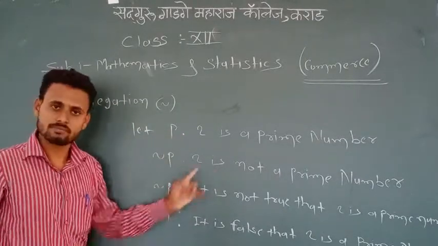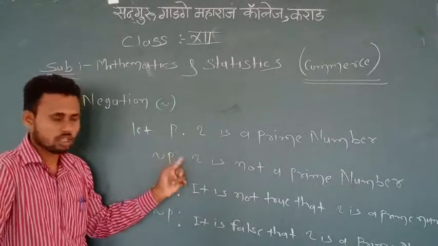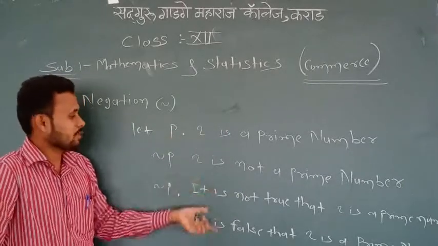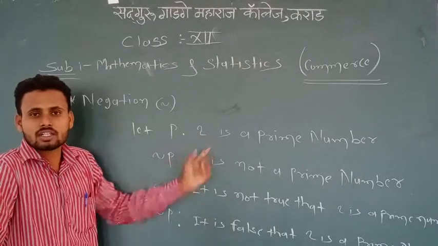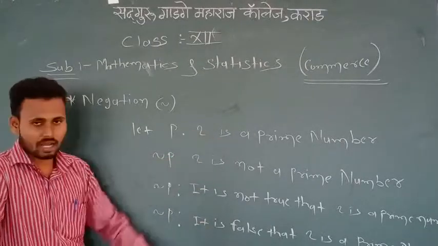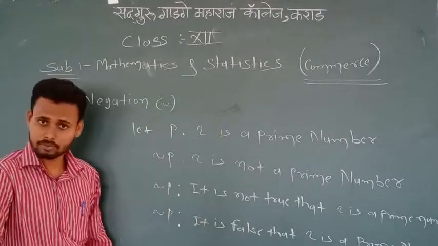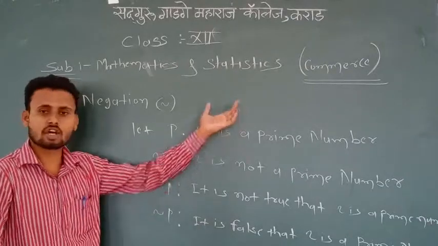जे तुम्हाला सुटेबल वाटेल त्याच्यानुसार केले तरी चालेल. 2 is a prime number, negation of P: 2 is not a prime number, or it is not true that 2 is a prime number, or it is false that 2 is a prime number. All these are the negations of statement P.